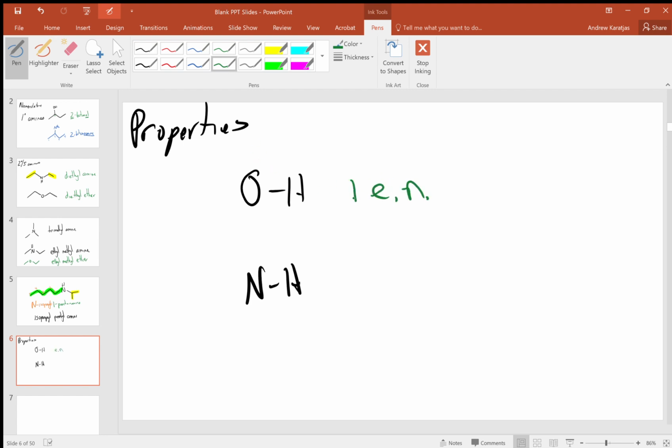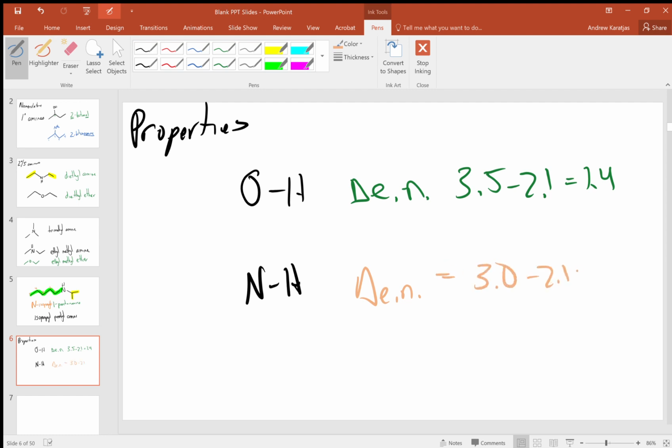The difference in electronegativity between oxygen and hydrogen is about 1.4, whereas in the amine, the difference is only 3 for nitrogen and 2.1 for hydrogen, so about 0.9. So amines are still polar. They are definitely polar molecules, but the polarization is decreased.